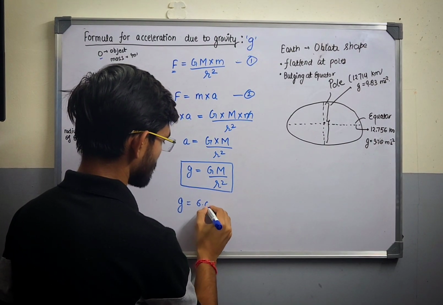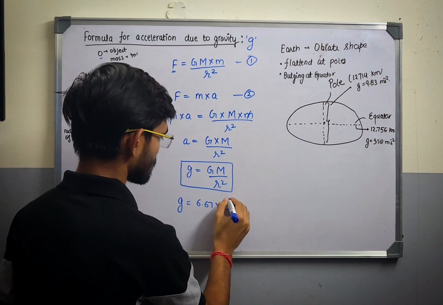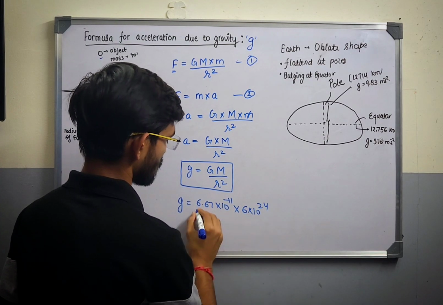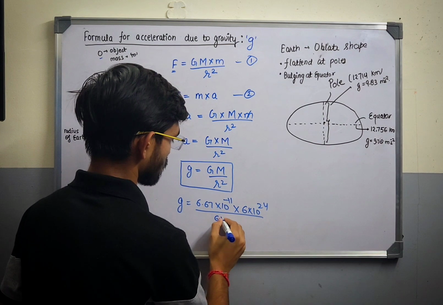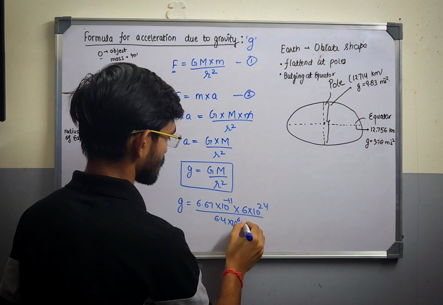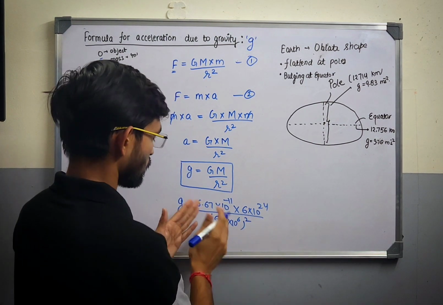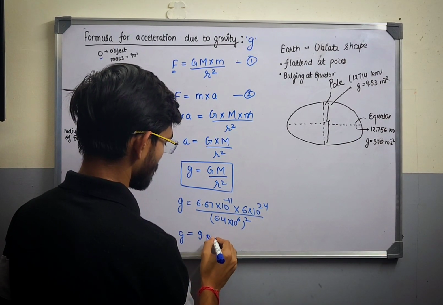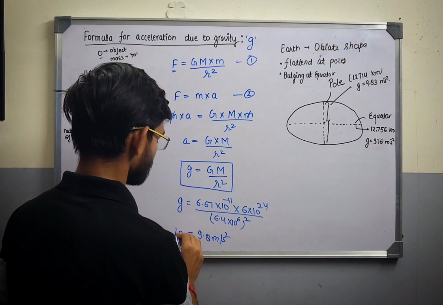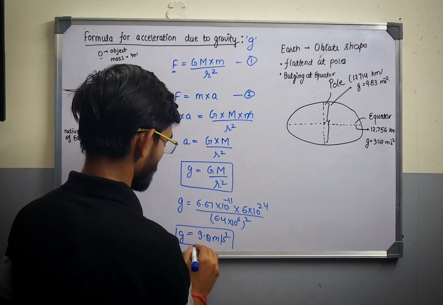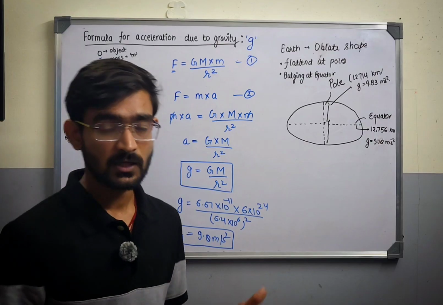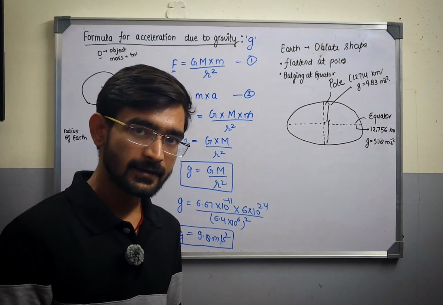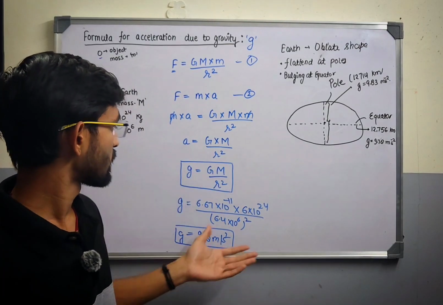The value of capital G is 6.67 into 10 raised to power minus 11, into 6 into 10 raised to power 24, upon 6.4 into 10 raised to power 6, squared. So if you solve these values, you will get g as 9.8 meter per second squared. So if you are dropping any object near the surface of Earth, it will undergo acceleration 9.8 meter per second squared.